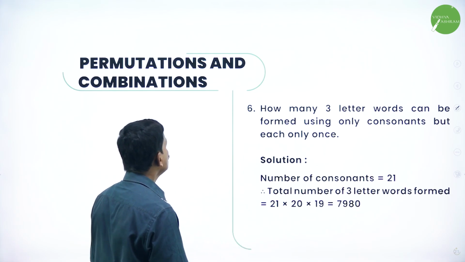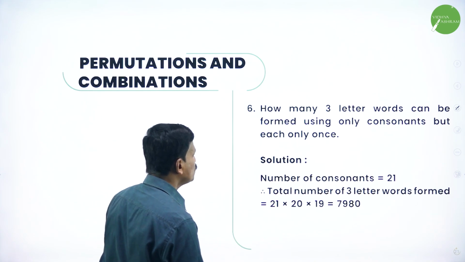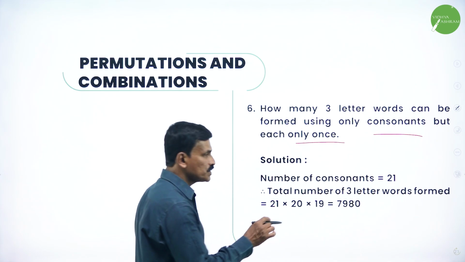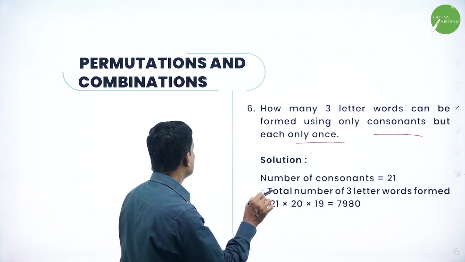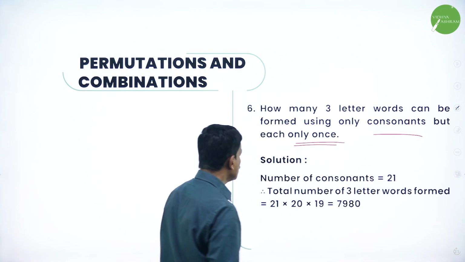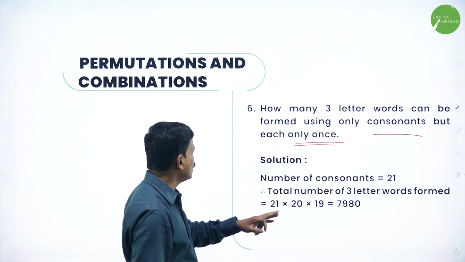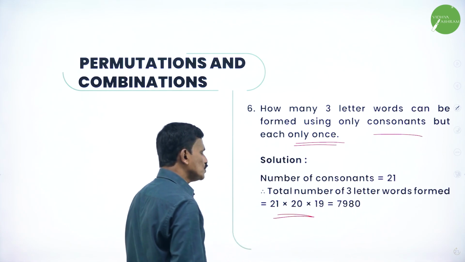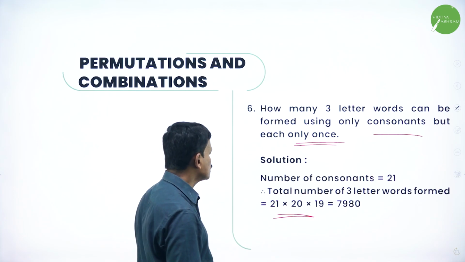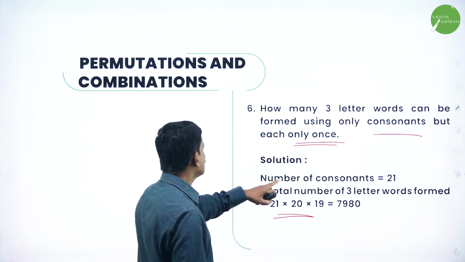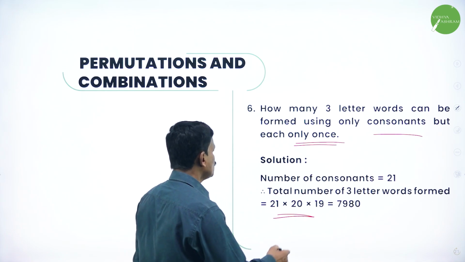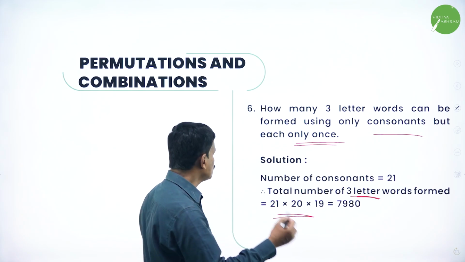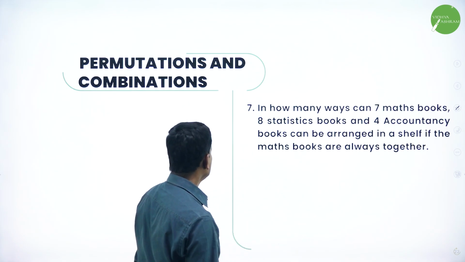Now move on to the next problem. How many 3 letter words can be formed using only the consonants, each only once? So using the consonants, 3 letters can be formed only once, each element has to be taken once. The number of consonants is 21. So therefore the total number of 3 lettered words that can be formed is 21 into 20 into 19, that is 7,980. So we are going to form 3 letter words: all 21, then 20 into 19, that is equal to 7,980.